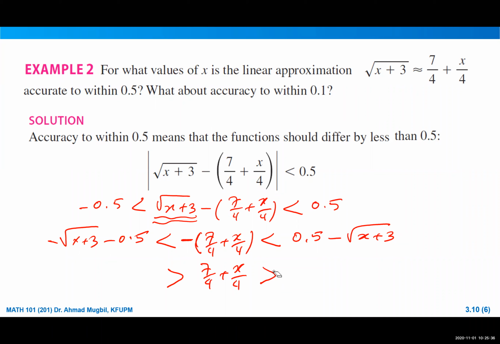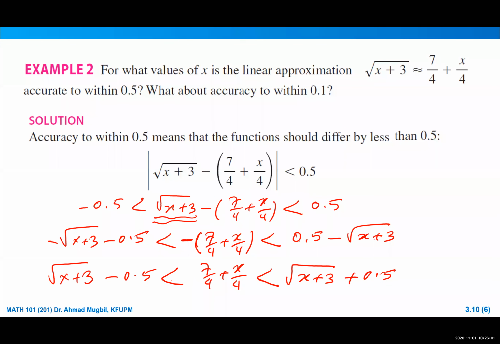This will be greater than, and this will be less than. But I will do it in another way. I will bring this one here. This one is less than, I will make it greater than, and I will write this after multiplying by negative 1. So it will be square root of x plus 3 minus 0.5. And this one is greater than, I will make it less than this, but after multiplying by negative 1. So it will be square root of x plus 3 plus 0.5. I just did 2 steps in one step, shabab.